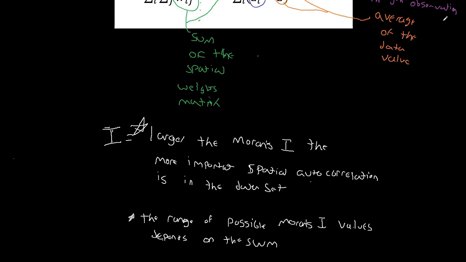So what we're going to do in the R videos is we'll actually show you a way to figure out the range. It's a little too complicated to go through here, especially with all of the matrix algebra involved, but suffice it to say we can figure out the range of possible Moran's I's, and then we can use that to go back and interpret the I value with the idea that the larger the Moran's I, the more important spatial autocorrelation is. Okay? Hopefully that makes sense.